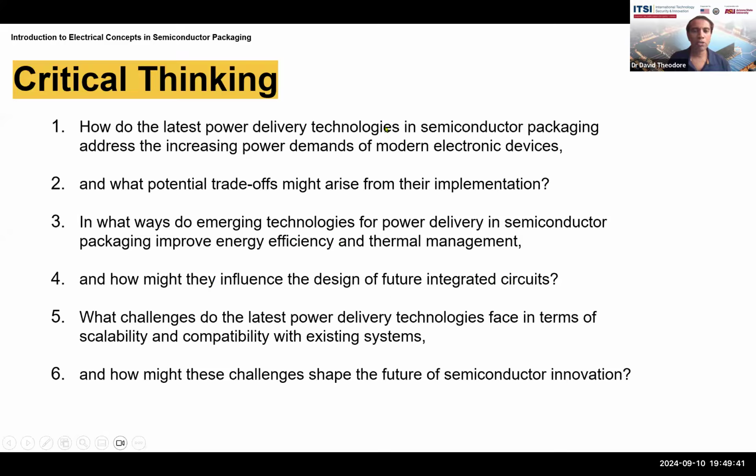Let me take the next two questions and I'll go to Jose. What challenges do the latest power delivery technologies face in terms of scalability and compatibility with current systems, and how would these challenges shape the future of innovation? So go ahead, Jose. I see that you have a question.